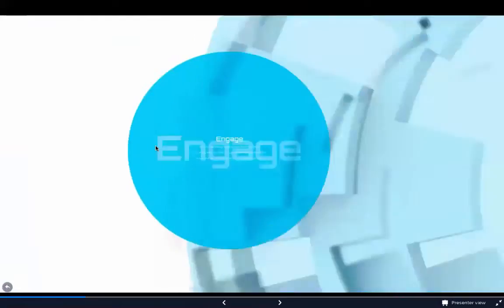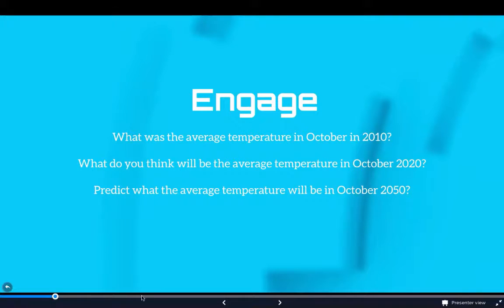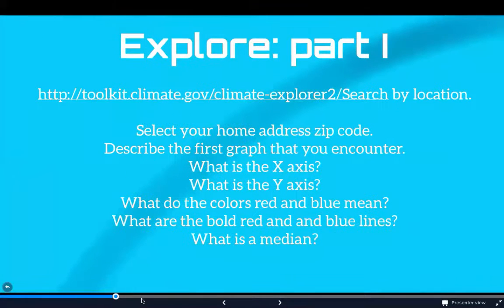If we think about how we explore, then the next thing that we're going to be looking at is the toolkit Climate Explorer. And we're going to search by location, and we're going to look for a couple of things. We're going to enter our home address zip code. We're going to describe the first graph that we encounter. We're going to be looking at what the x-axis is and what the y-axis is. And then we're going to take a moment to unpack what the red and blue colors mean, and what are the red and blue bold lines, and then what's a median.